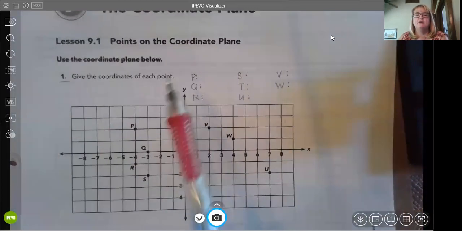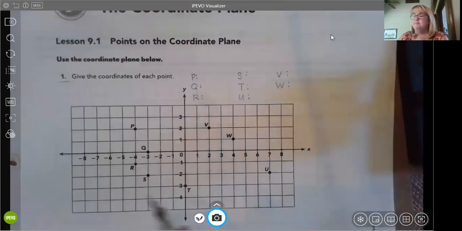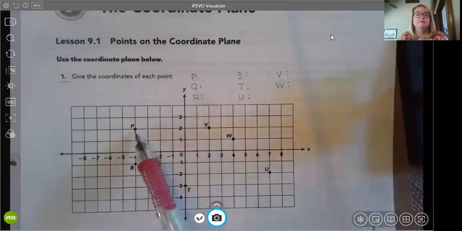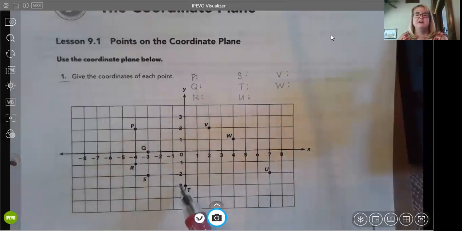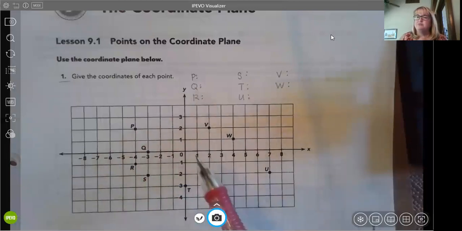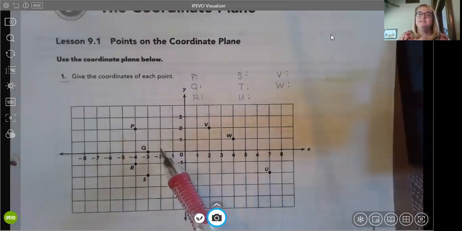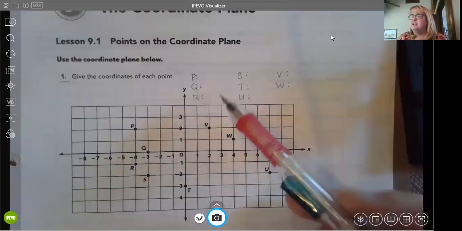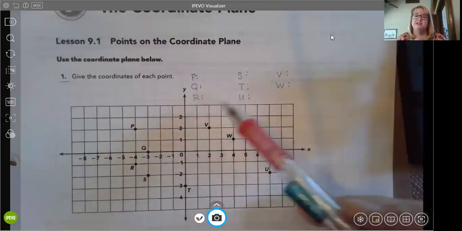And let's look at our coordinate plane. We've got point P here, point Q here, R is here, S is here, T is down here, U is right here, V is up here, and W is here. And we want to know the coordinates of each point. What is the ordered pair? What is the address? I've taken the liberty of writing these out just for time management.